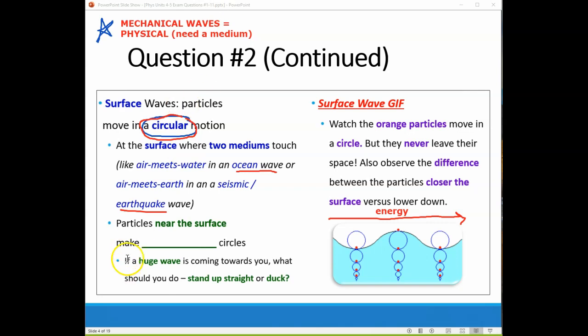Please note that particles near the surface actually do make bigger circles, which means that they have more energy, right? So if you think about a really big wave coming towards you, it's actually a lot better to duck underneath the water because these ones have less energy. They're not making as big of circles. All right, so at this point you should be able to answer question number 2, regardless of if you're taking a look at longitudinal, transverse, or surface waves. Pause the video, continue playing when you're ready.